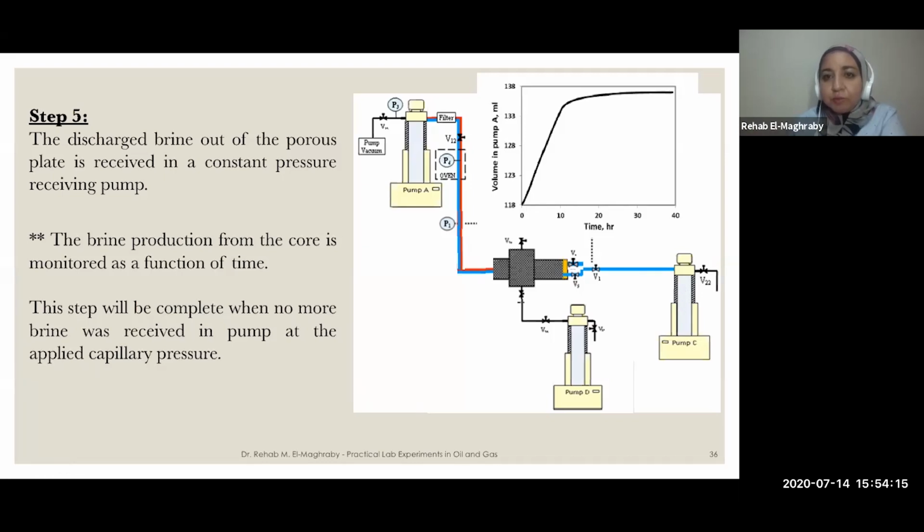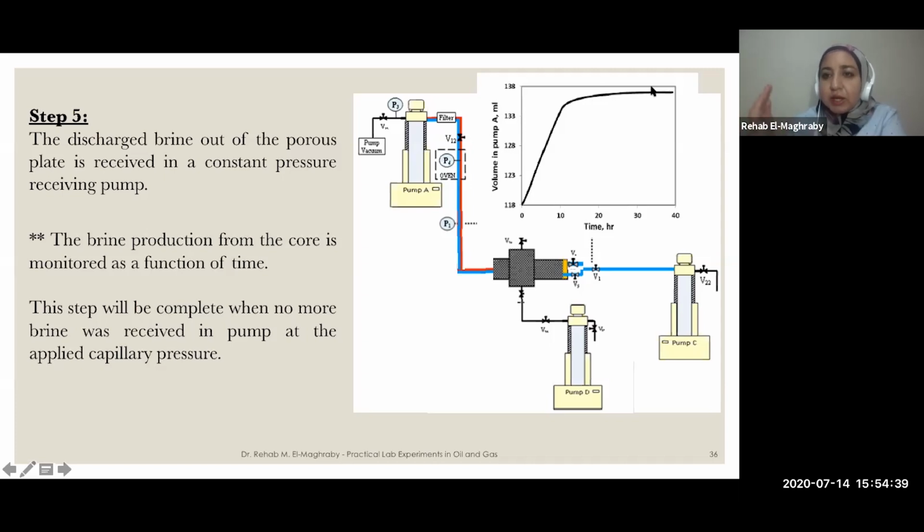Just using the computer. So what you find here is that the oil is invading the pores one by one until all the pores of this certain size, equivalent to this capillary pressure, are invaded. Okay, and you will reach a plateau here, where no more brine is coming out.